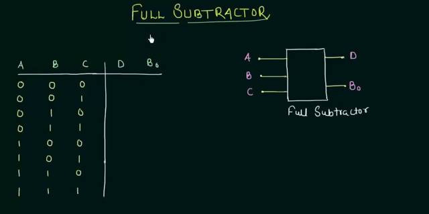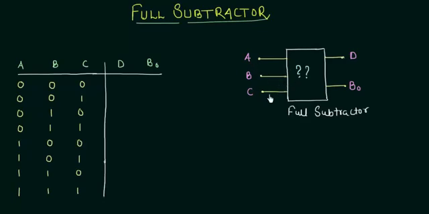In the last presentation, we completed the half subtractor. Now in this one, we'll try to find out the logical expression for the full subtractor. On the right hand side of the screen, you can see a white box, which is our full subtractor, and we don't know what is inside this box, and this is something we have to find out in this presentation.